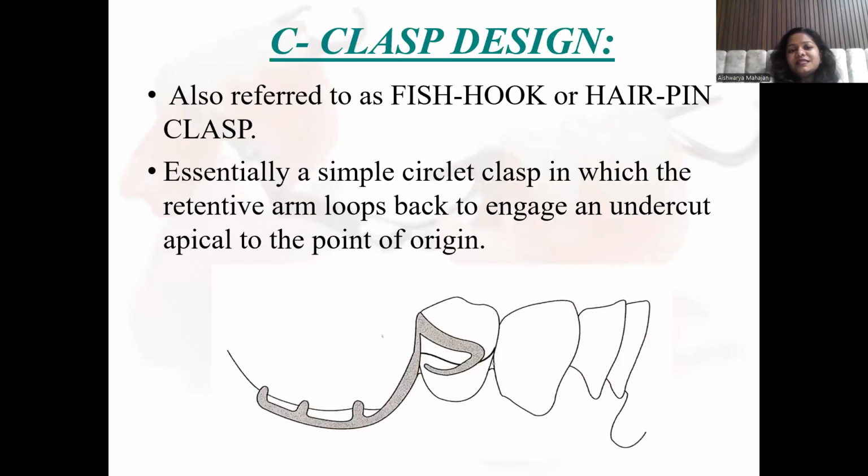The next clasp is the C clasp, which is also known as the hairpin or fishhook clasp. It is essentially a simple circlet clasp in which the retentive arm loops back. You can see the retentive arm loop back to engage the undercut apical to the point of origin.